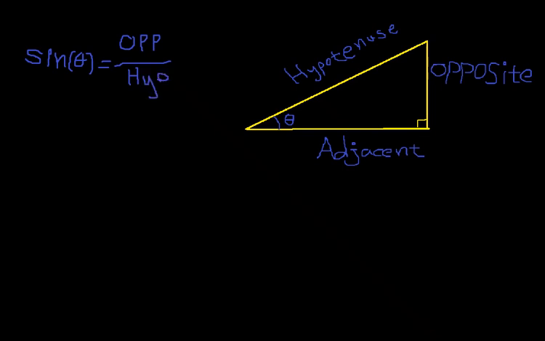Another definition that we can say is that cos of theta, again theta, is equal to, let me just use parentheses here, the denominator is also the same as sine, which is hypotenuse. So let me write hypotenuse, and the numerator is equal to adjacent, so this is going to be adjacent.